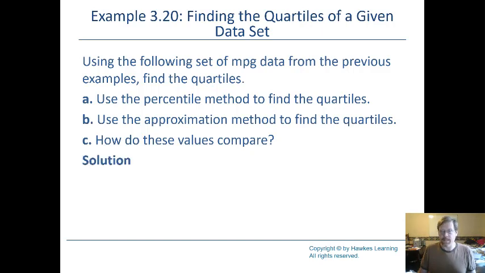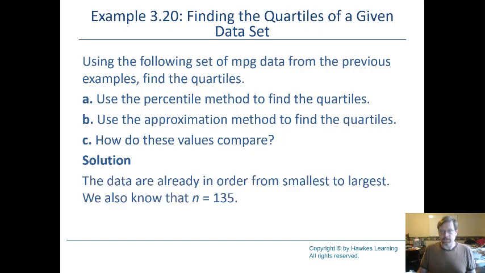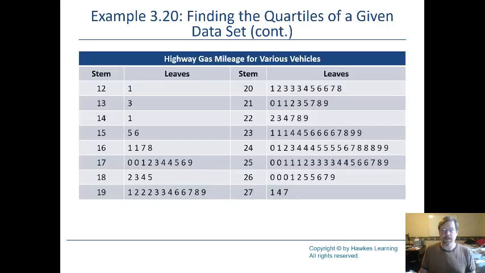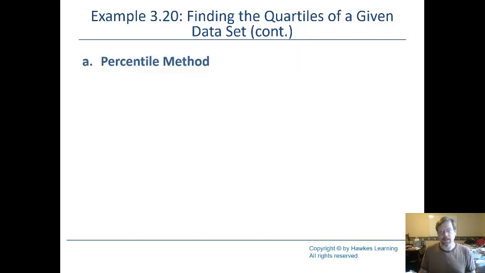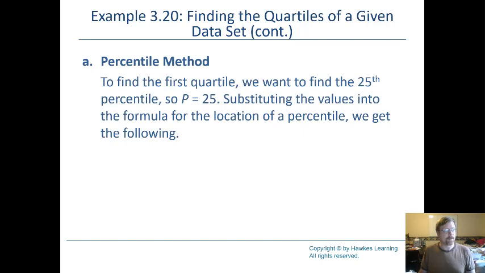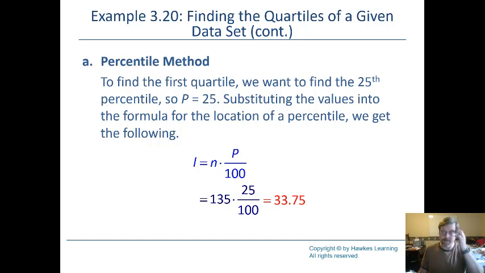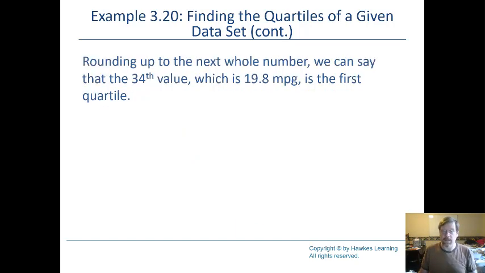All right, so let's look at the solution. Again, the values are already in order, and we know that n is 135. So there's the values again. For the percentile method, we've got p equals 25. We still have 135 data points. So that's 33.7. We'll round up to 34, which is 19.8 miles per gallon, and that would be the first quartile.